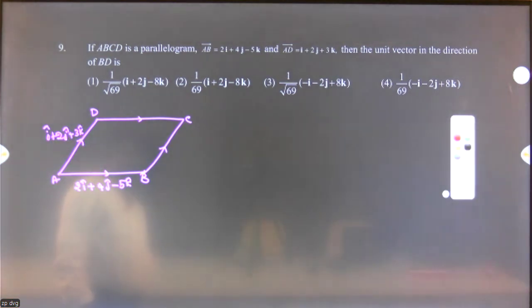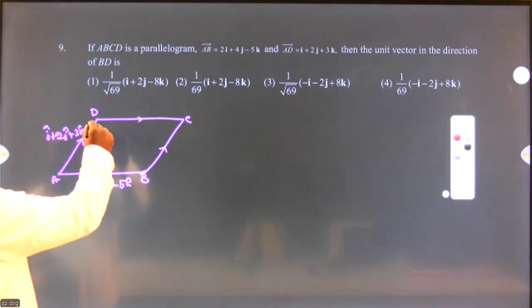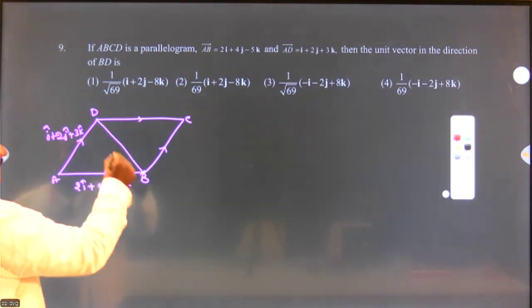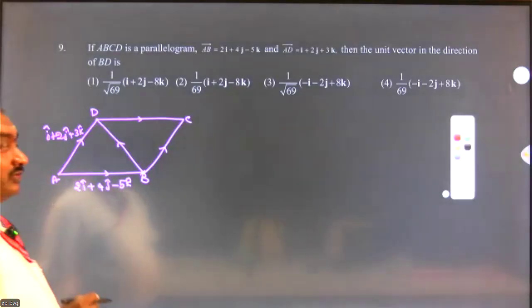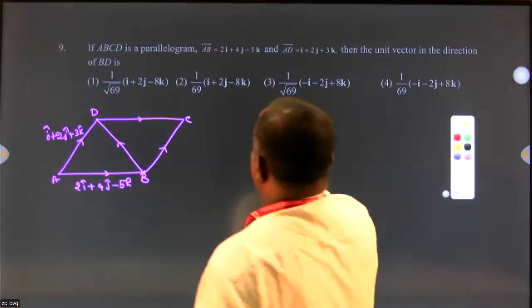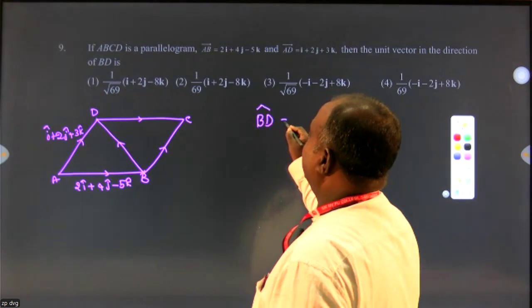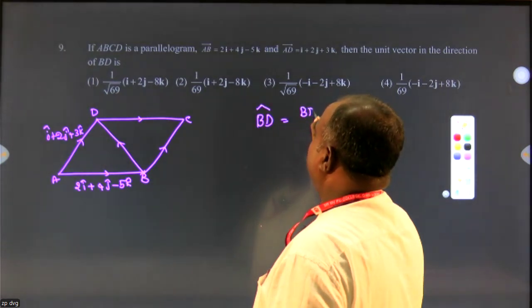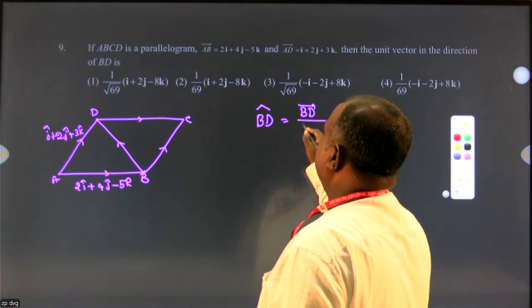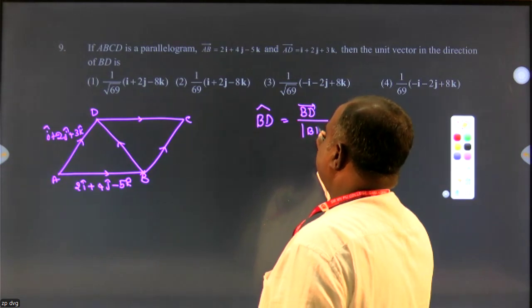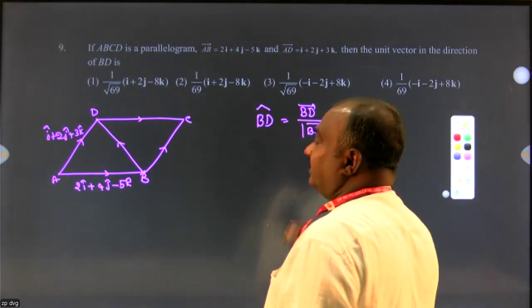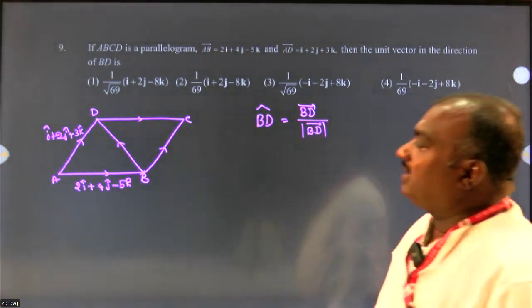Now, what is asked? Observe there, the unit vector in the direction of BD is asked. Whatever unit vector you want, the unit vector in the direction of BD we denote as BD cap. BD cap is nothing but BD bar by modulus of BD bar. That means you first have to find BD bar.